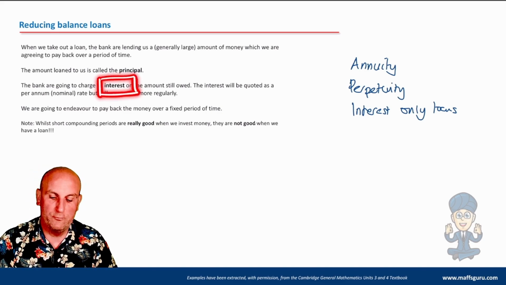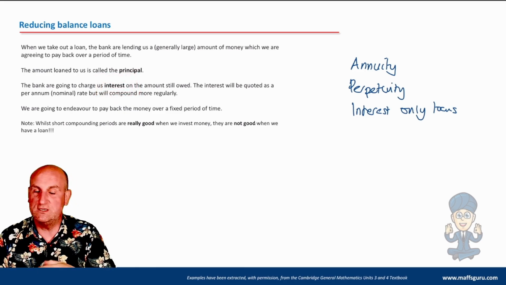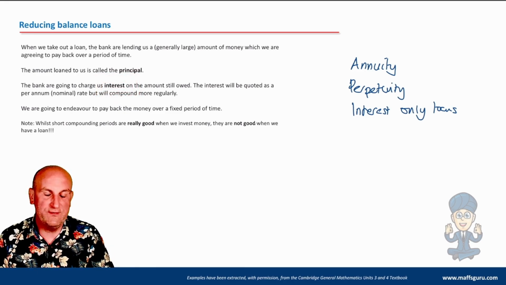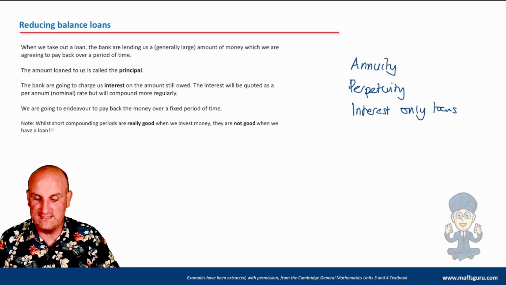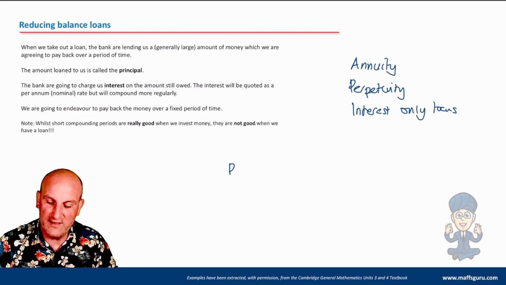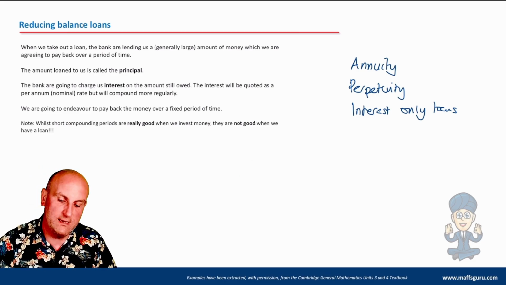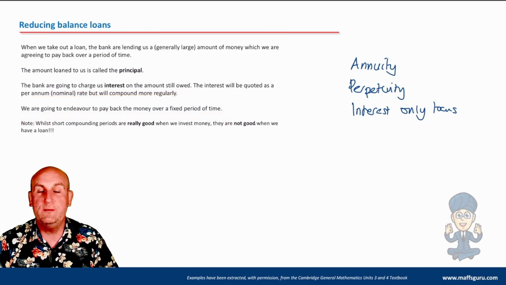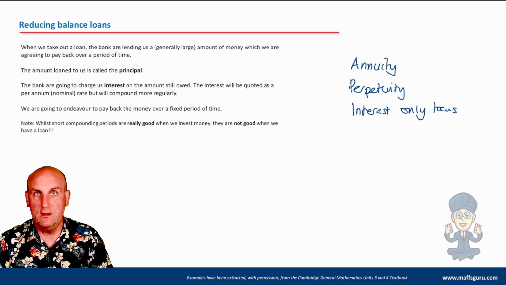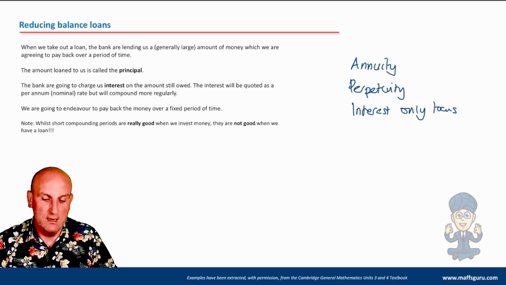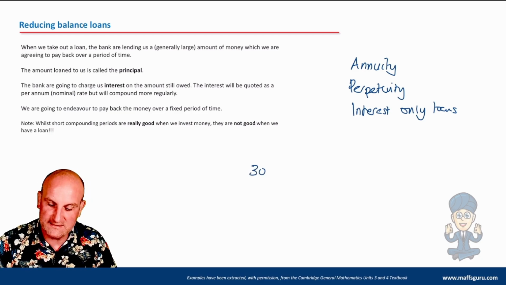Every single account is going to charge you interest. A loan is going to charge you interest. You put money into an investment, it's going to earn interest. Interest is always added on, which means that your R value is always going to be greater than 1. Always. You're going to have to pay back the money over a period of time, so payments are going to be important to me. I'm going to make a number of payments because, like my mortgage for the moment, it is over 30 years.